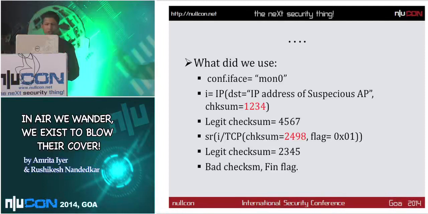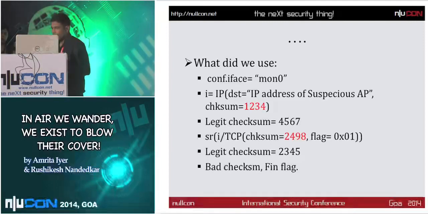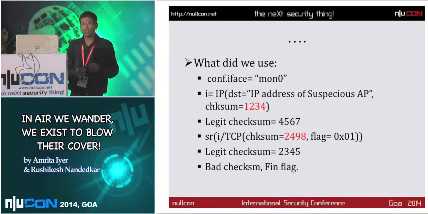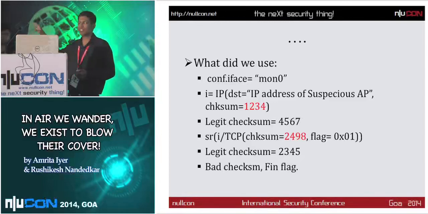For namesake we have put it here as mon0. So conf.iface is mon0. Now Scapy will be listening, reading and injecting on mon0. Then we have written an IP packet where the destination is the IP address of a suspicious access point. And then we have put in the checksum. This is again a forged checksum. I have put it as 1, 2, 3, 4, wherein the legitimate checksum may be 4, 5, 6, 7. So we have forged the checksum here.